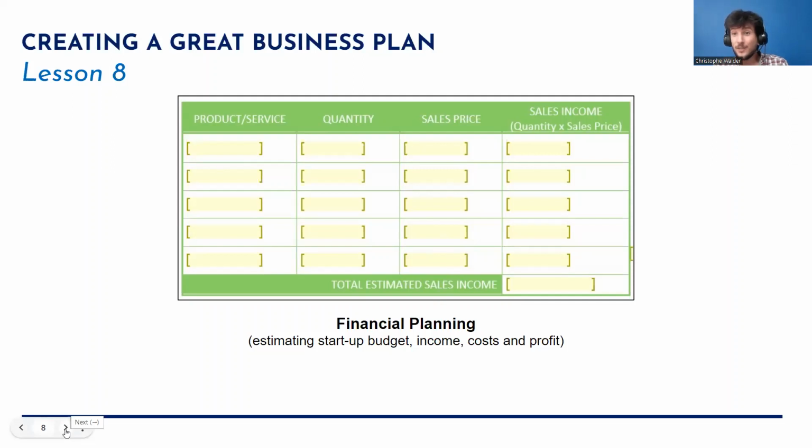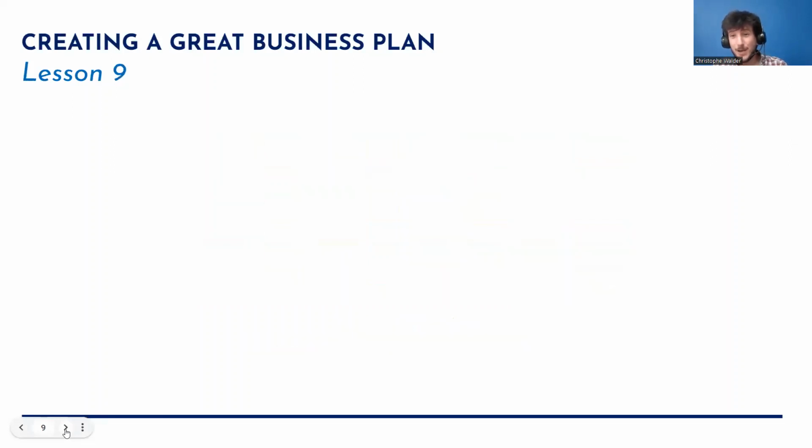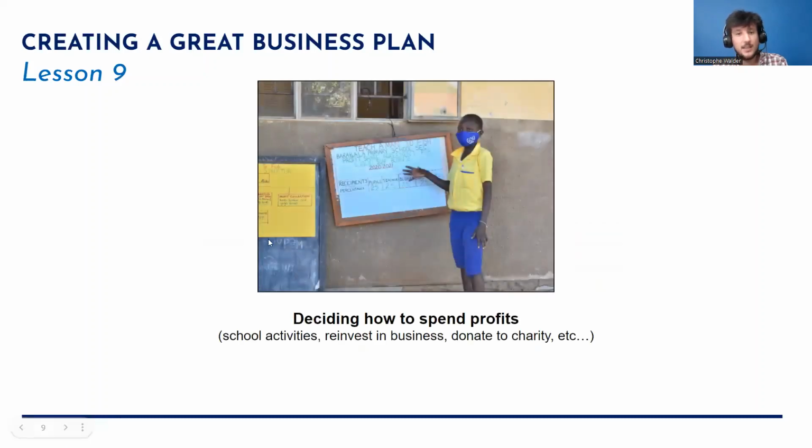And then moving on to the final lesson of this step. I know I've been talking a lot, but this is the last lesson. It's deciding how to spend the profits. At this point, you're about to launch your school business. You're about to start making money. We encourage your team to think, what are we going to do with that money? And it's good to think about it now so that it avoids disagreements and arguments later down the line.